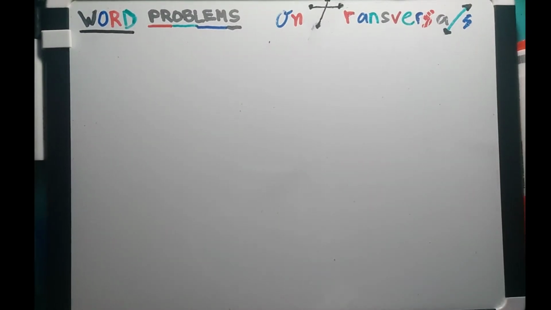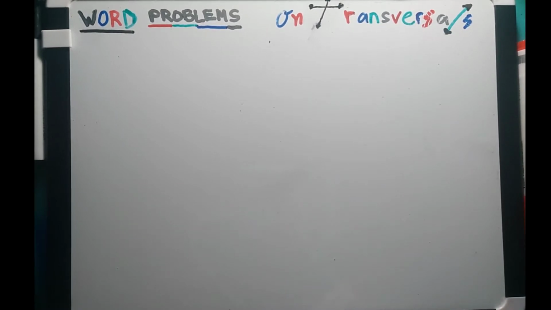In this video, we are going to apply what we have learned so far about transversals and the angles formed on each intersection. Before we proceed to the problems we will solve after a little while, let us have a brief review on the four types of angles found in a transversal.